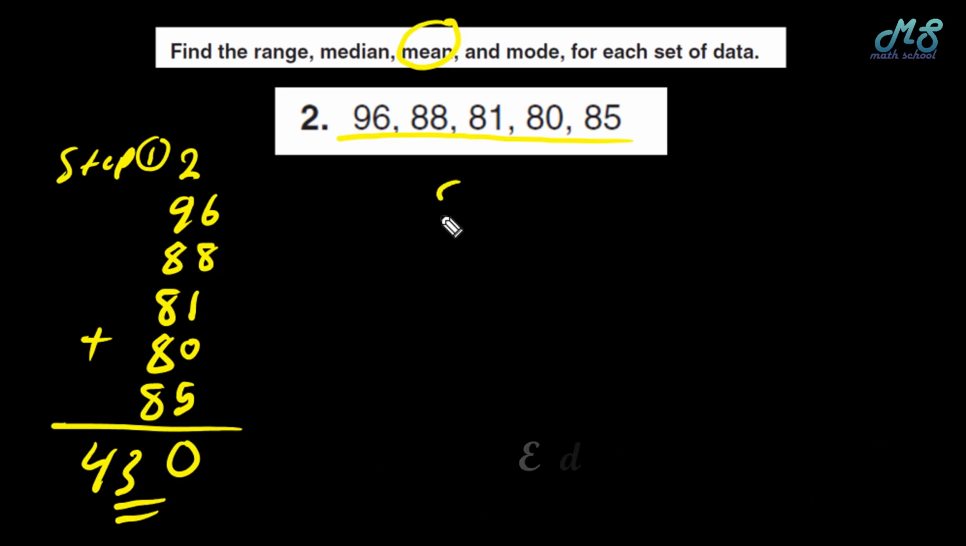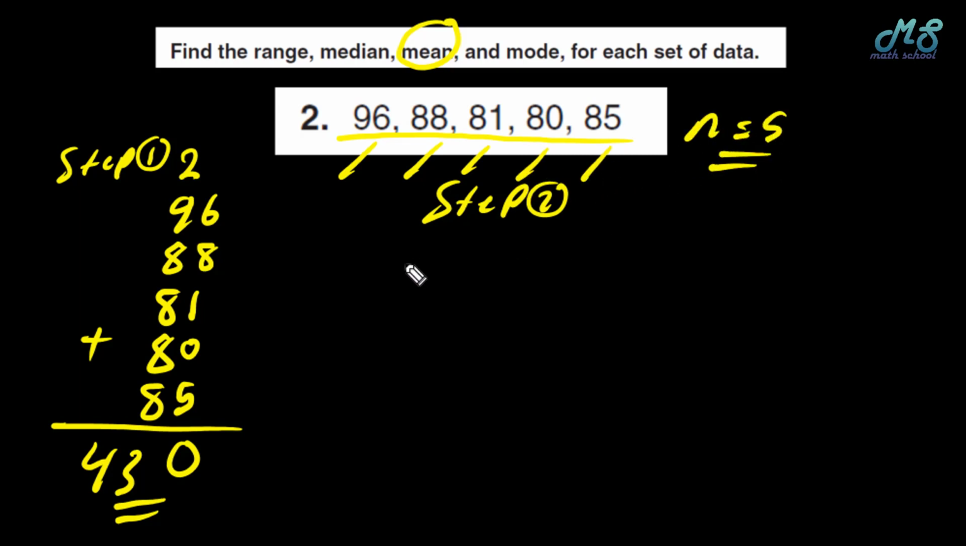Step 2, to find the mean, we will divide this sum by the number of values. Ask yourself how many values we have. 1, 2, 3, 4, 5. So n equals 5. Now the mean equals 430 divided by the number of values, which is 5. Now we can use long division.